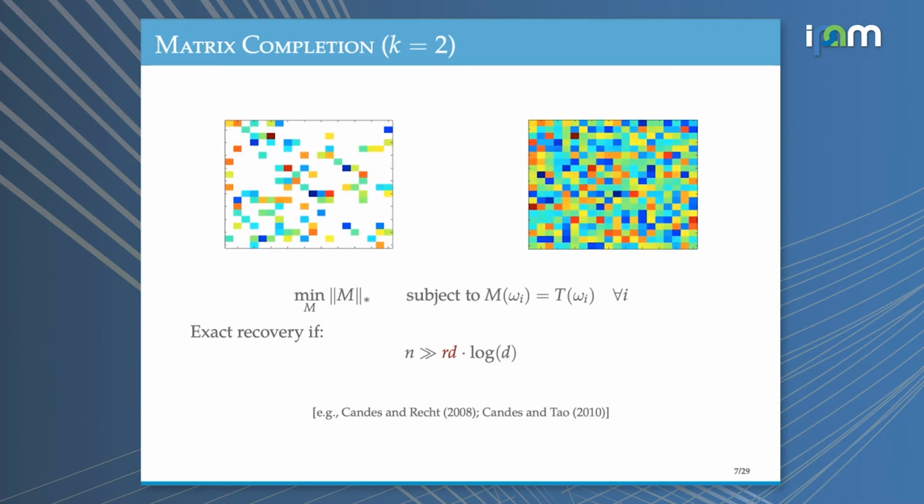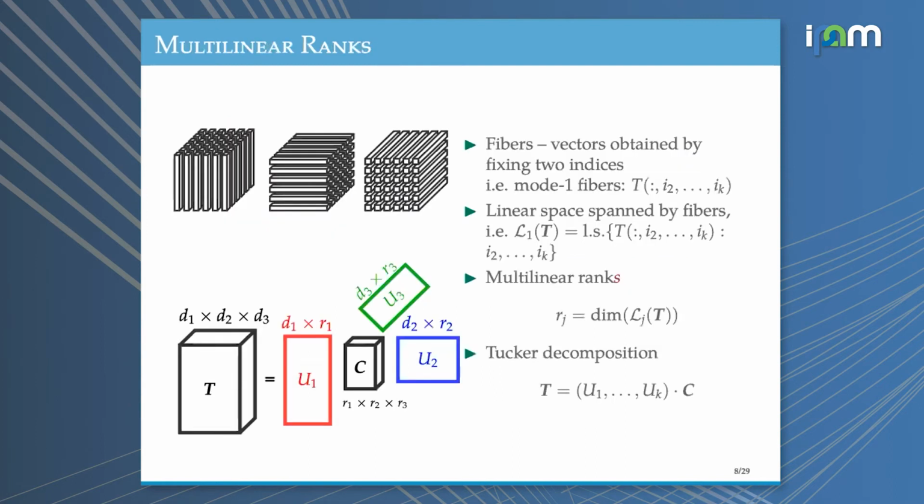And naturally, at least at first sight, this looks like a very innocent task. How do we extend this from matrices to tensors? Well, to begin with, the very first thing we need to address is how do we formulate the concept of low rankness?